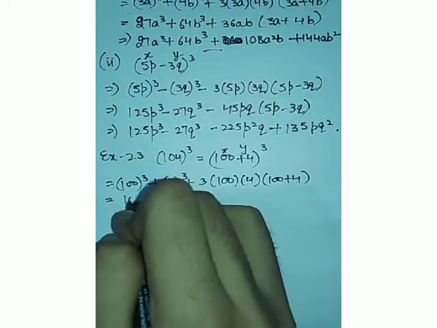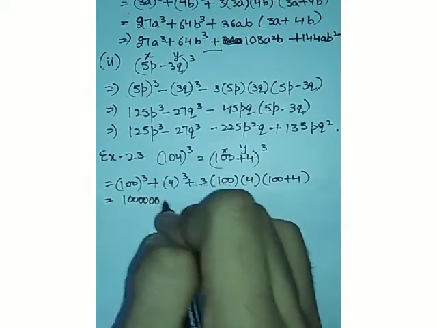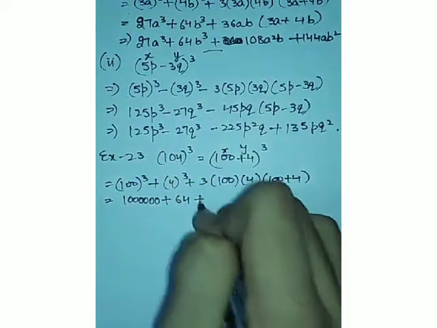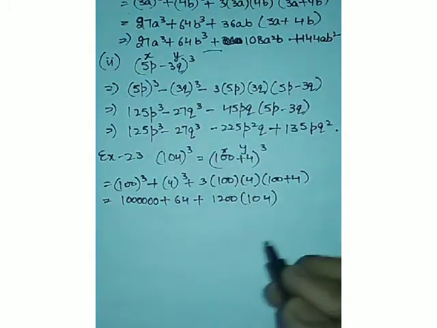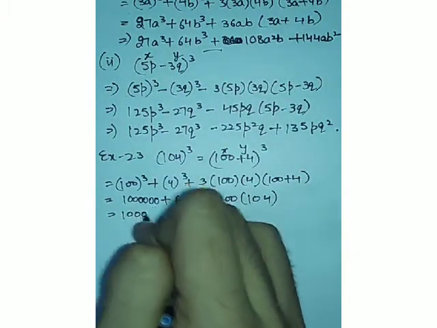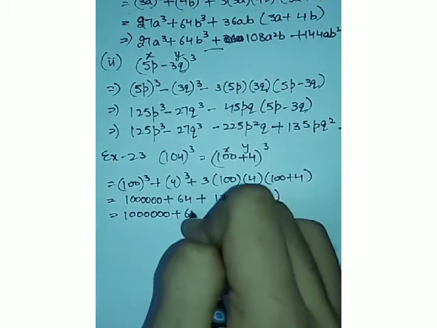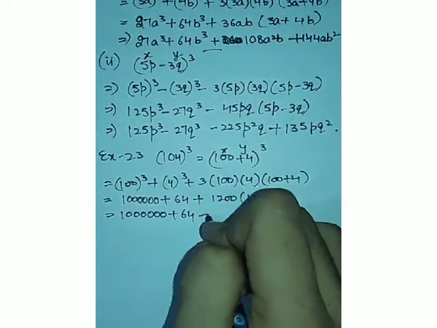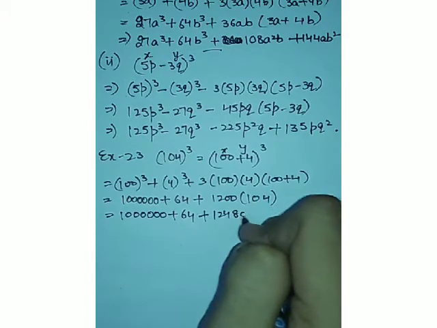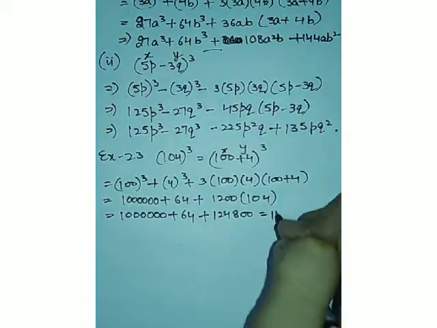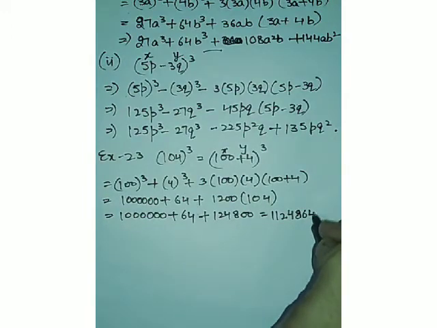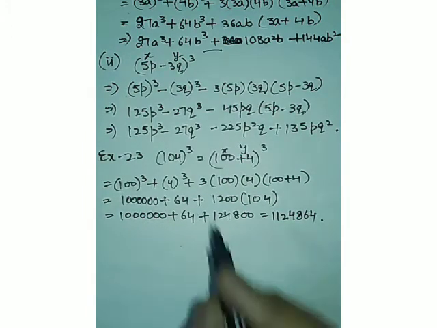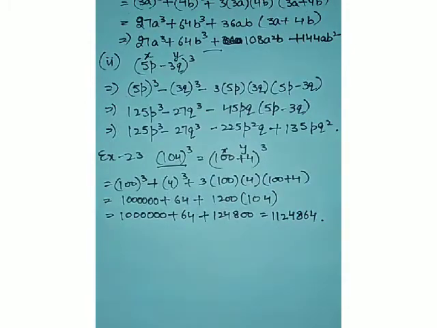100 cube, that is 1000000, plus 64 plus 3 hundred 4s are 1200 multiplied by 104. 1000000 plus 64 plus 1200 times 104 is 124800, and after solving you will get 1124864, right? This is how you have to solve sums like these.